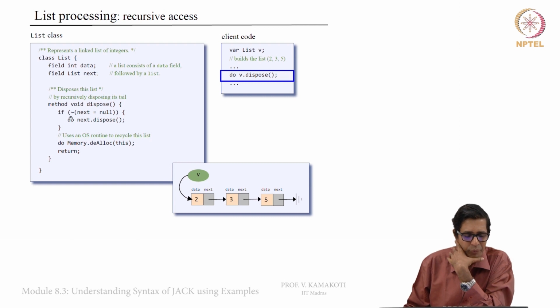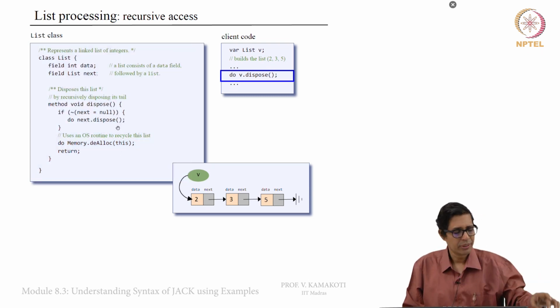Now let us see, while next is not equal to null, do next dot dispose. When next is equal to null, and after doing this particular statement, this is the first statement. So this recursively calls dispose. Dispose calls itself, and after you come out of the recursive call, do memory dot deallocate this and return and go. Okay, right.